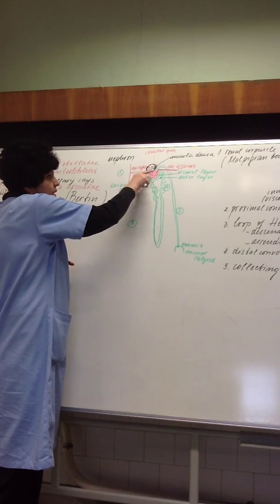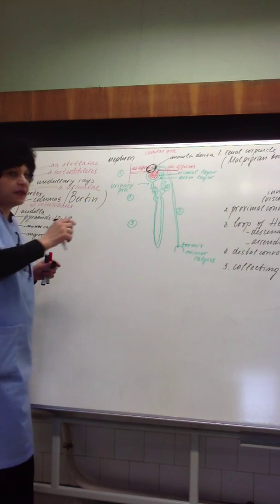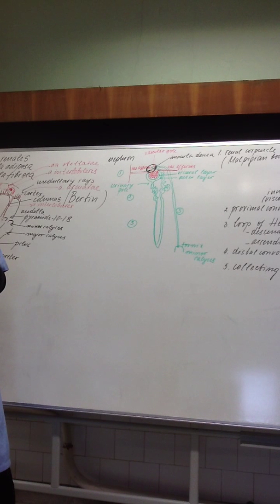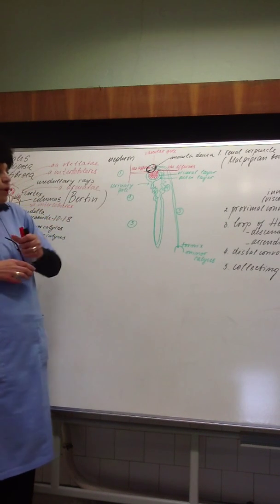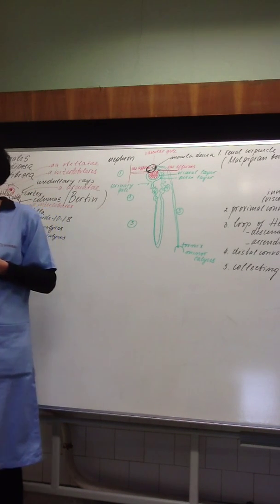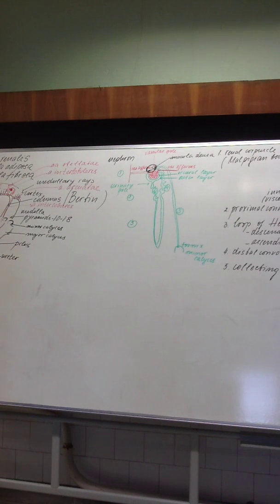Juxtaglomerular cells, the cells of macula densa, which belong to the distal convoluted tubule, and so-called mesangial cells. These three types of cells together constitute the juxtaglomerular apparatus. And the modified cells of the wall of the afferens are in turn subdivided into two classes according to the granules in their cytoplasm. One type secretes renin.